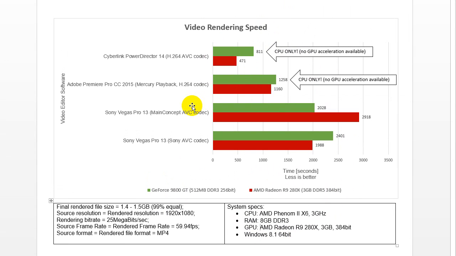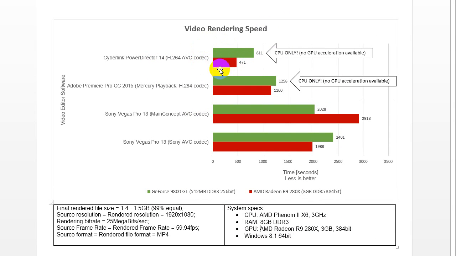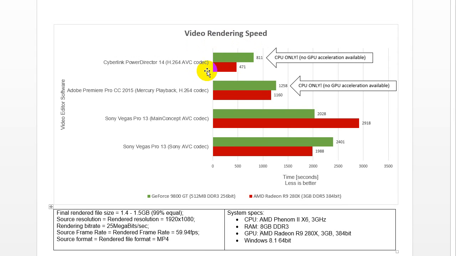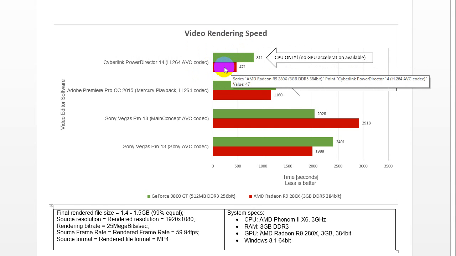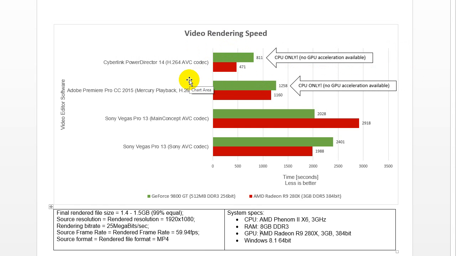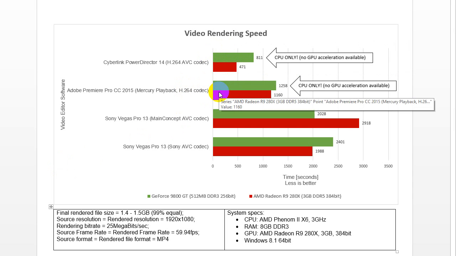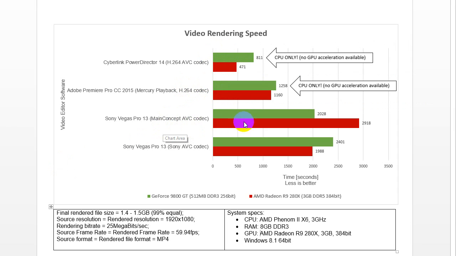Okay, so the conclusion is that newer programs might support a higher rendering speed using both cards, the newer one and the older one also. And that's about it. So this one is the winner, it's the fastest in encoding. Adobe Premiere is a bit faster, and Sony Vegas's codecs are a little bit outdated and are not that fast.